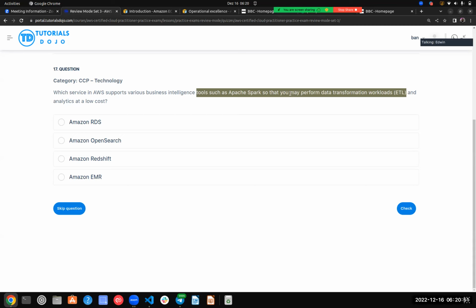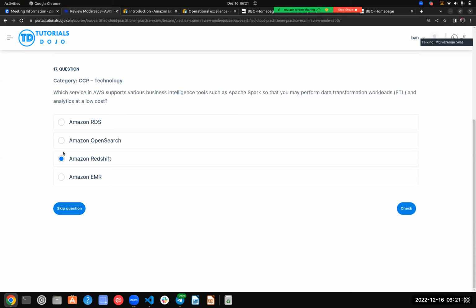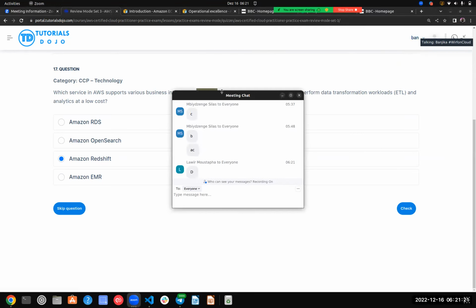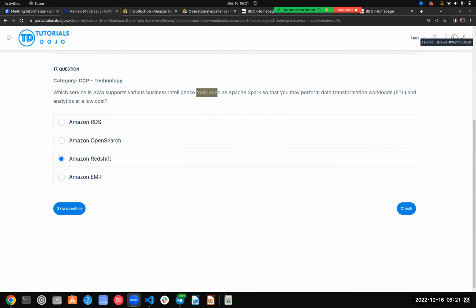Amazon Redshift. Okay. Any thought? Amazon EMR. Okay. So I have one here. What about the others? I think there is an answer on the chat. All right. Okay. Thank you. I think I was not looking at the chat. I see. People, sorry. I didn't notice many people using the chat.